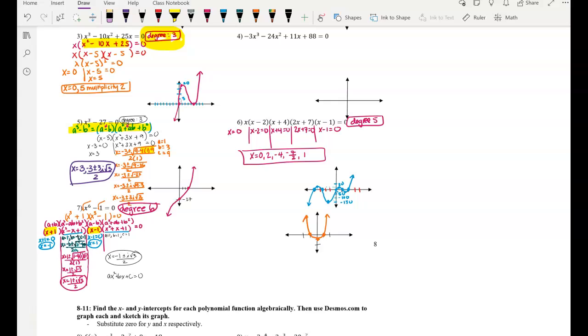How many times does it look like, look at example 4, how many times does it look like it's intersecting the x-axis? 3. That means you might have 3 real answers, right? But the degree is 3 anyways, so would you agree that that's all you're going to have? There shouldn't be any imaginary, okay?